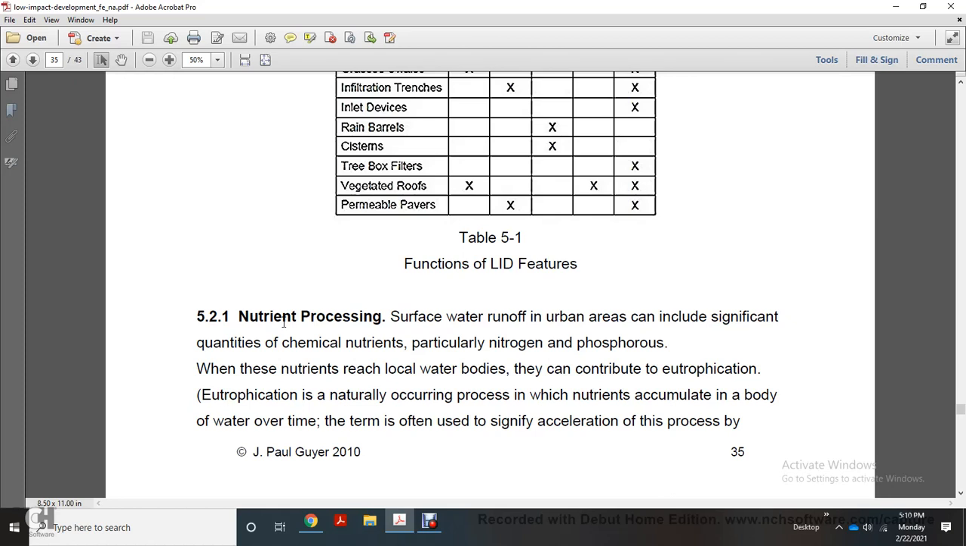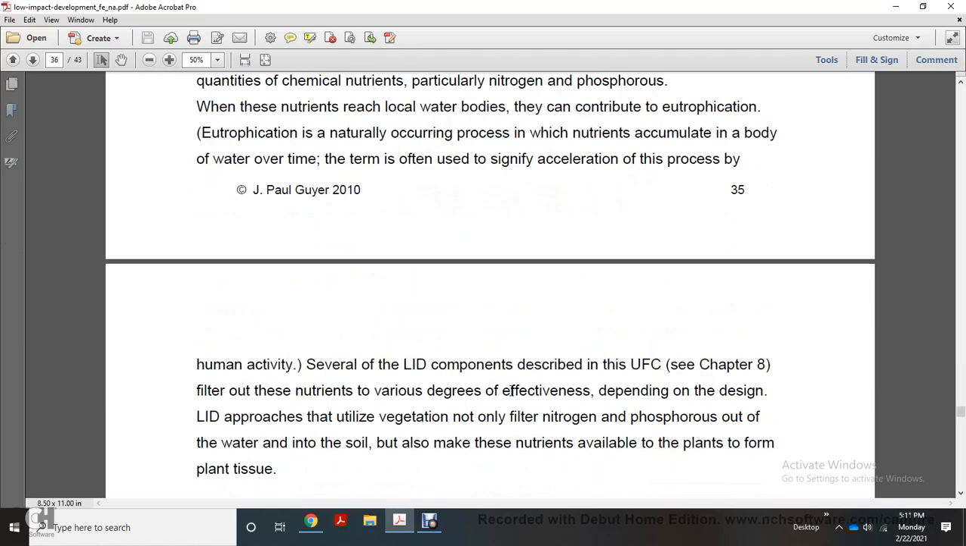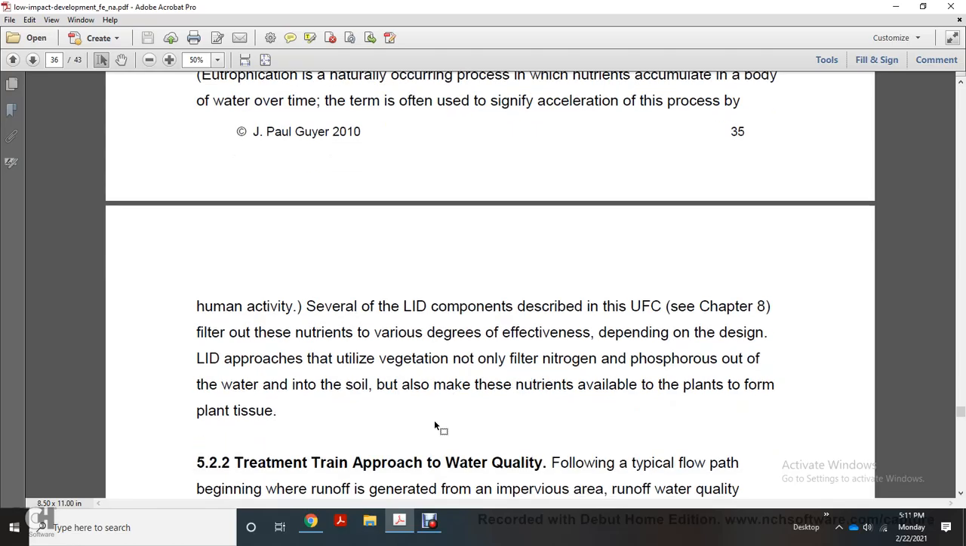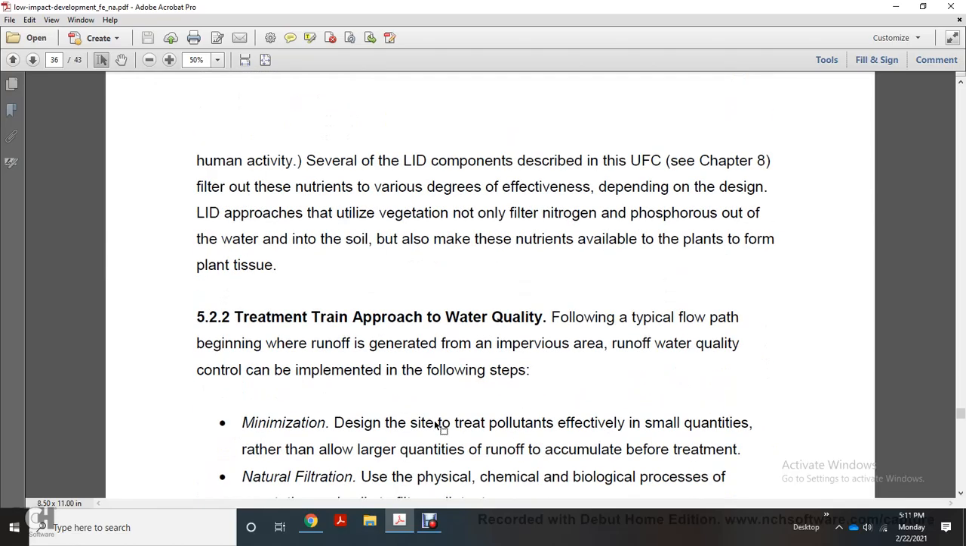Nutrient processing. Surface water runoff of the urban area includes a significant quantity of chemical nutrients, particularly nitrogen and phosphorus. These nutrients reach the local water bodies and contribute to eutrophication, a naturally occurring process. Nutrients accumulate in the body of water over time. The term is often used to signify acceleration of the process by human activity. Several low impact development components are described in UFC Chapter 8, but the filtering of nutrients varies in degree of effectiveness depending on the design. Low impact development approaches that utilize vegetation not only filter nitrogen and phosphorus out of water into the soil, but also make these nutrients available to the plants, into the plant tissue.